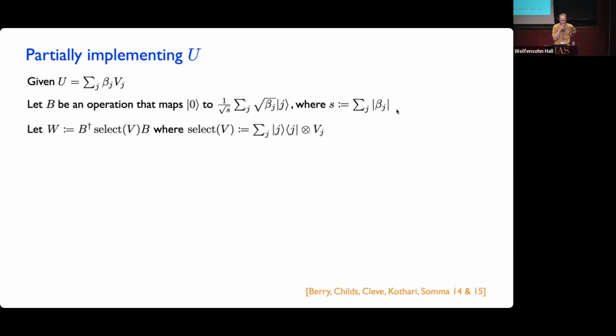And then we're going to consider this operation that prepares this quantum state out of the 0 state. That's what this B does. And then it's going to perform this select V operation, which, conditioned on the first register storing j, is going to apply the operator Vj. And then we're going to unprepare this state. We're going to map this state back to 0. So this B is a unitary operation that maps 0 to this thing.